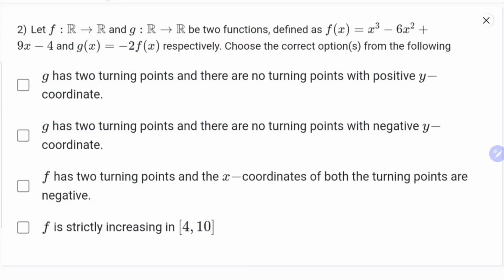In the second question, it is given that a function f goes from R to R and a function g goes from R to R. Both the functions have domain R and codomain also R.